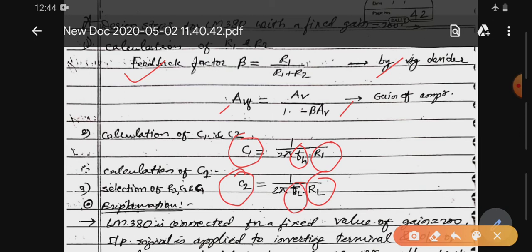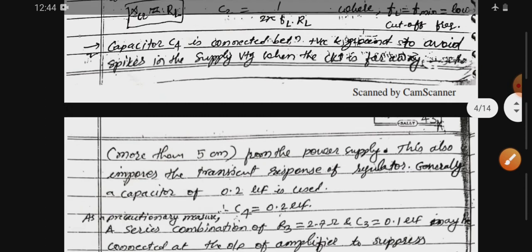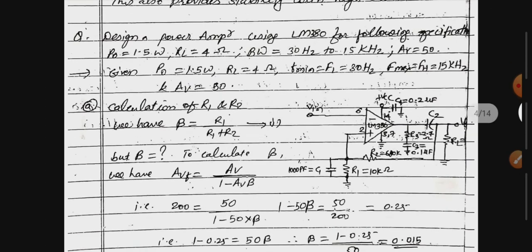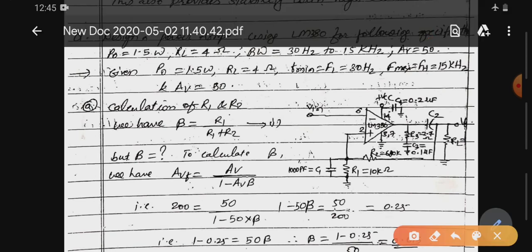Okay, so let us solve the problem based on this. The problem is like this: design a power amplifier using LM380 for the following specifications: output power equal to 1.5 watt, load RL is equal to 4 ohm, then bandwidth 30 hertz to 15 kilohertz, then AV is equal to 50. If AV is not given, you have to assume it as 50, maximum gain as 50.